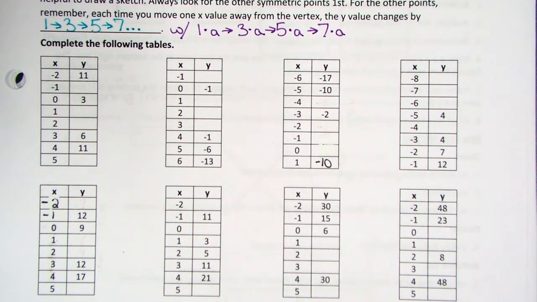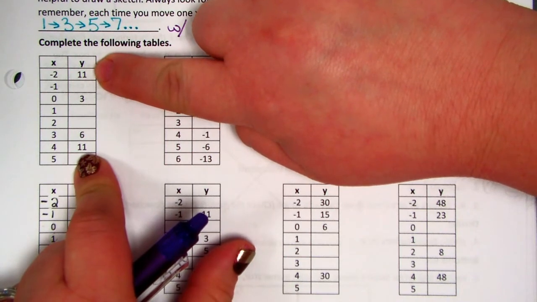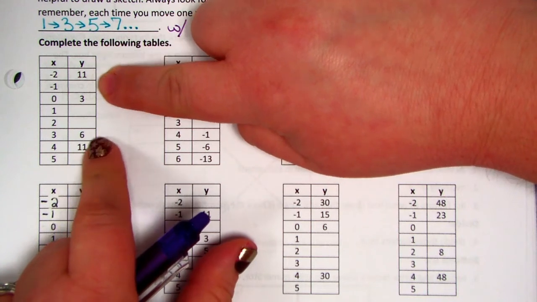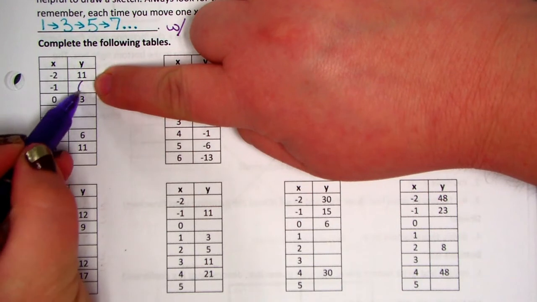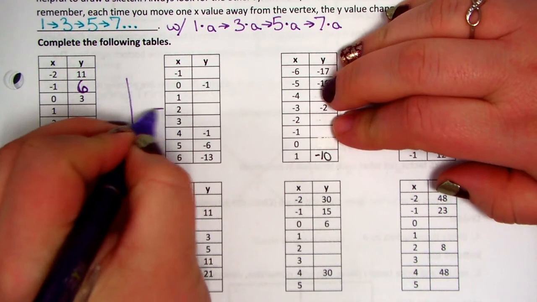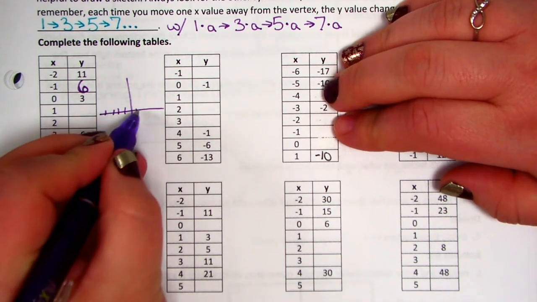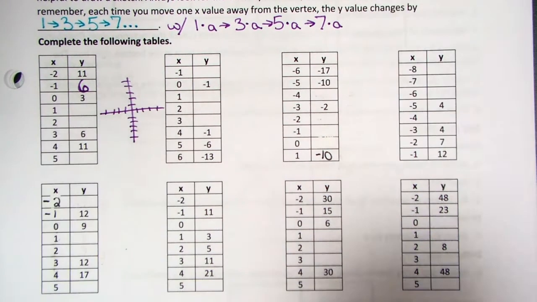So looking at this table, I can see that I have 11 and 11. Those are matched up. So that means as I move closer, this one went to 6, which means this value is also at 6. And again, it might be helpful for you to plot that over here. It doesn't have to be a specific graph. It can be just a quick sketch, but it may be helpful for you to actually plot those points.